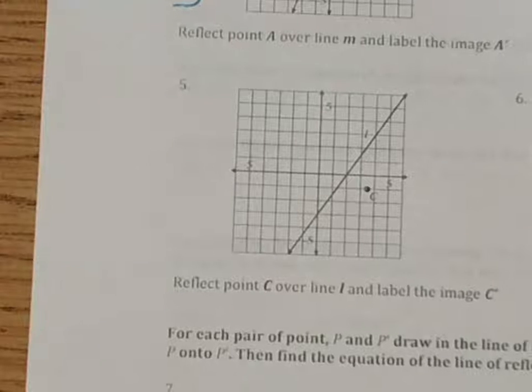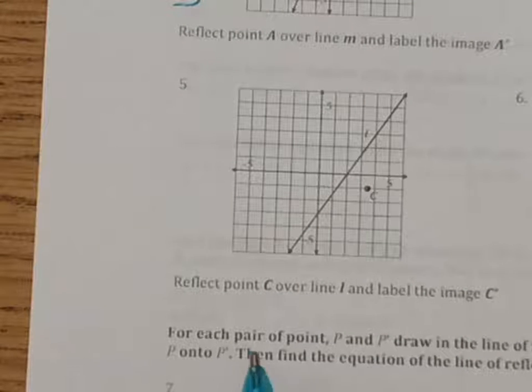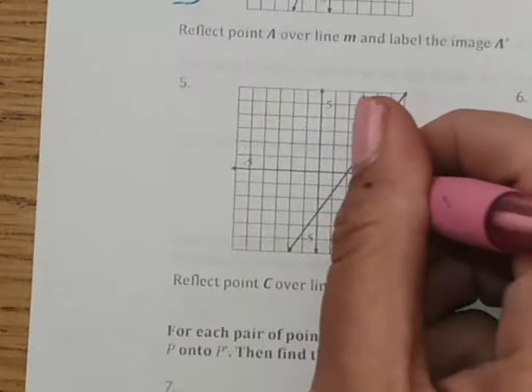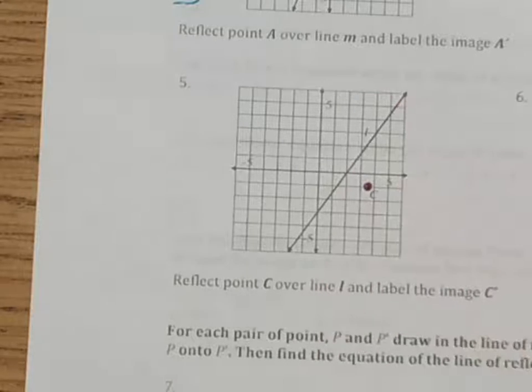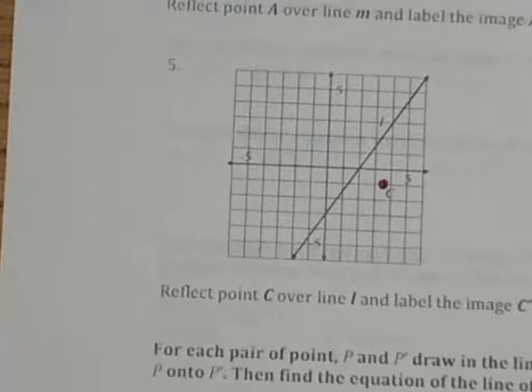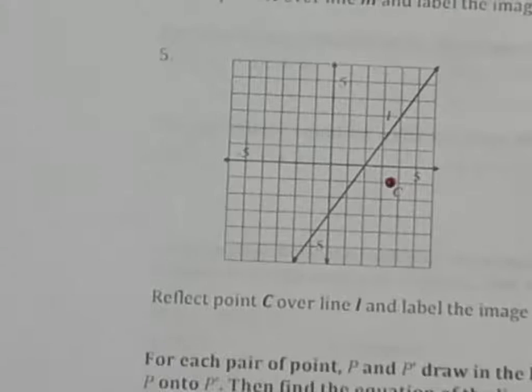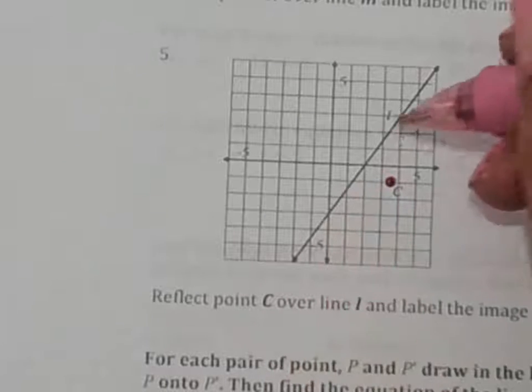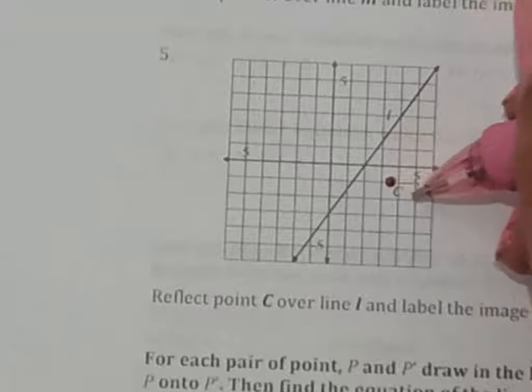Okay. So for 5, we're going to reflect C over line L. So we have point C, which I will make pink. I'm going to reflect this point. Okay, 5 and 6 are kind of annoying because their point is not exactly, it's like in the middle, right? This is 1, 2, 3, it's in the middle of 3 and 4.